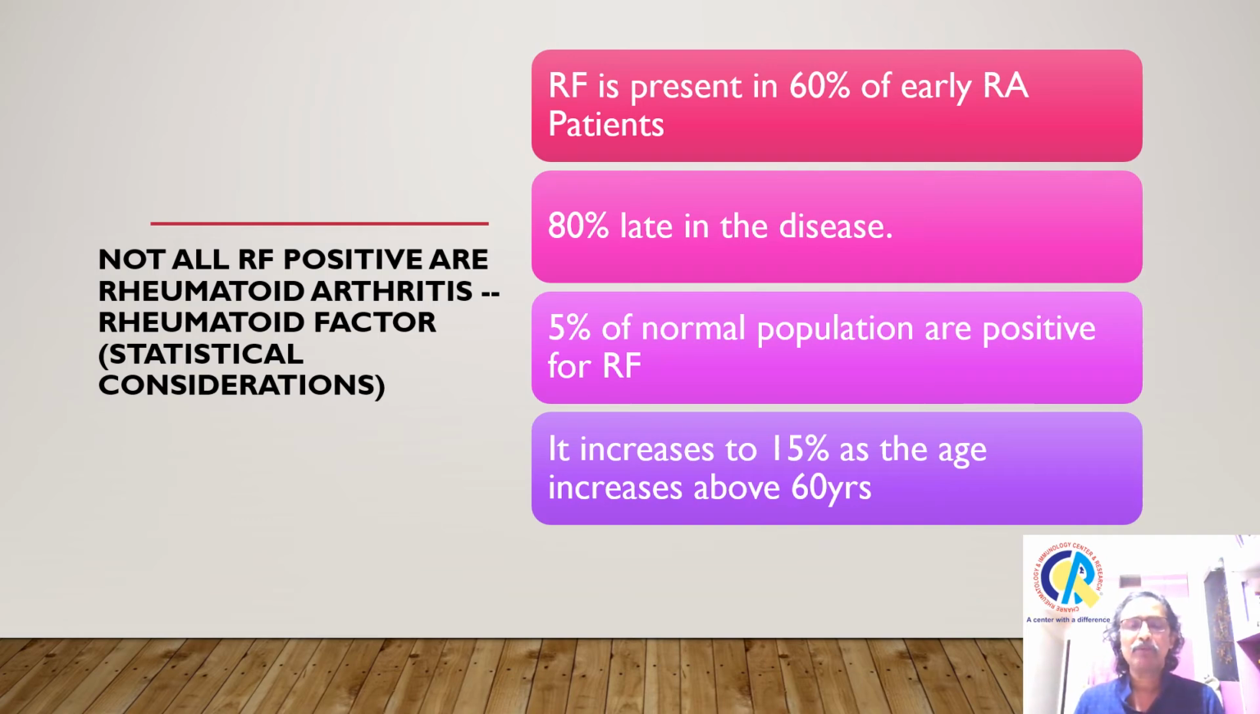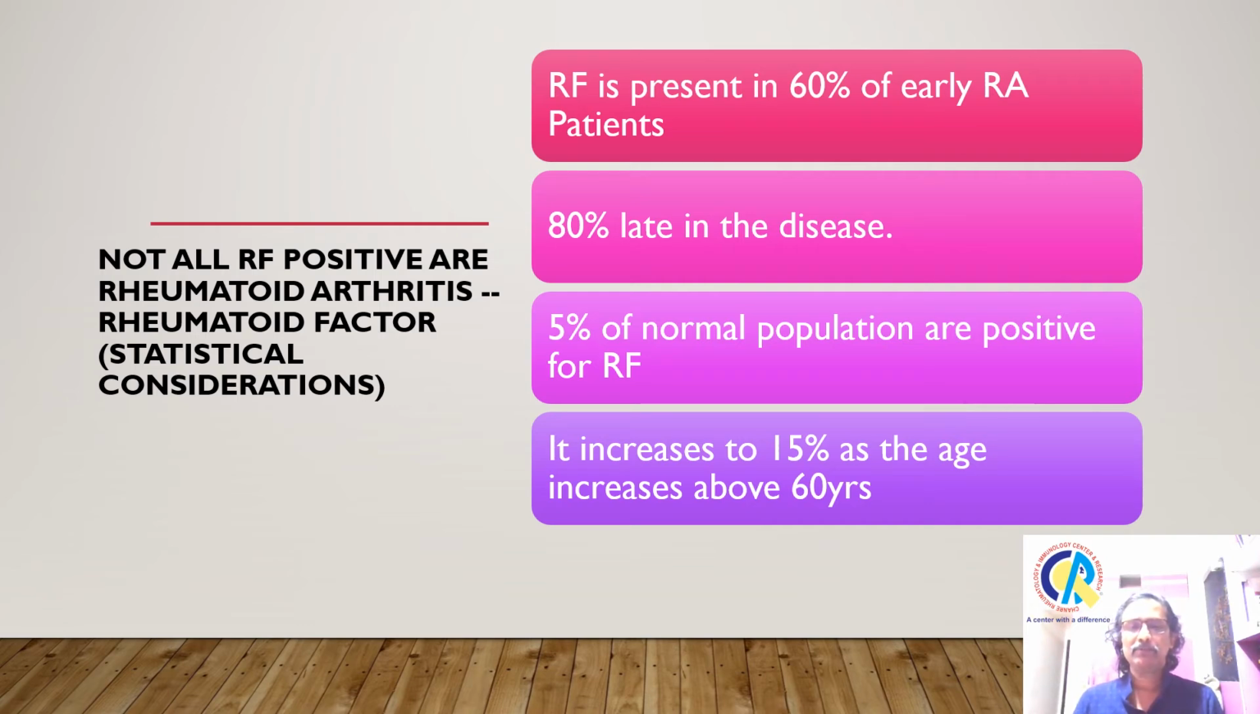If we follow them, how many of them are likely to develop rheumatoid arthritis? Several studies have shown it is only around 30 to 40% of these patients who may develop rheumatoid arthritis, whereas many of them may not develop it in due course of time. The rheumatoid factor also gradually increases with age. It is around 15% when we cross 60 years. Here, the patient may suffer from osteoarthritis and have a positive rheumatoid factor, especially at a lower titer, and one may be misled to a diagnosis of rheumatoid arthritis.